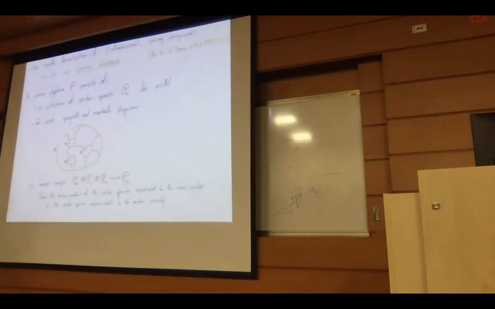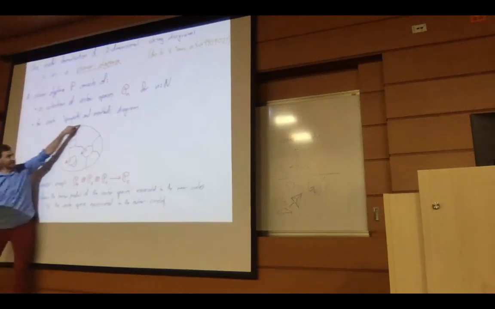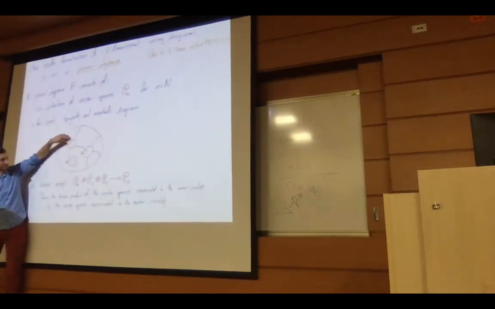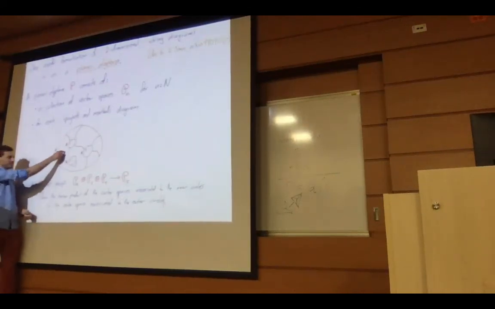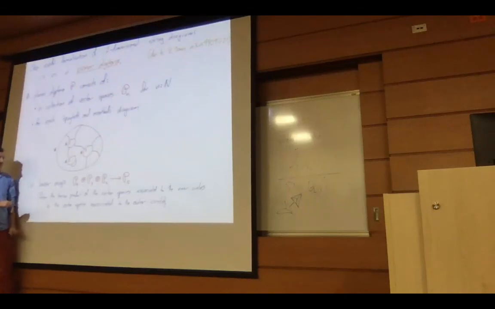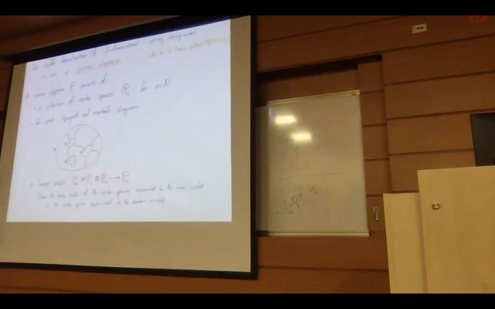A planar algebra consists of two pieces of data. First of all, a collection of vector spaces, P sub n, for each natural number n. And for each spaghetti and meatballs diagram, so here's the plate on the outside, here are my meatballs on the inside, and the spaghetti. We can have closed loops of spaghetti if we like. Okay, so for each such spaghetti and meatballs diagram, we're meant to have some linear map.